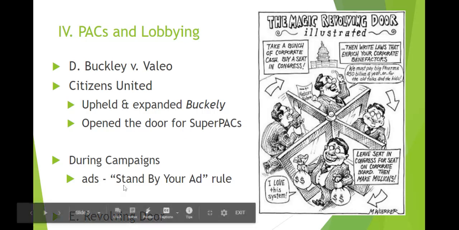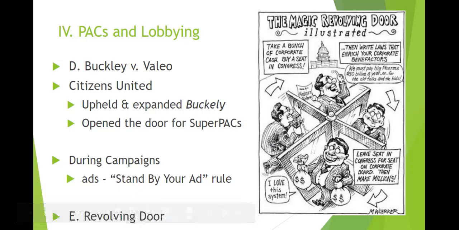We looked at the stand by your ad rule. You have to identify yourself when you're making a political ad, either as the candidate or as an outside group. And we talked about the revolving door with former members of Congress returning after a year to become lobbyists, and then sometimes going from lobbying to government, either in the executive or legislative branches.